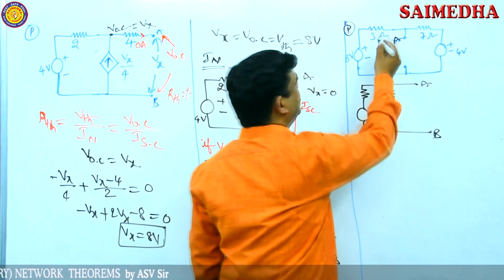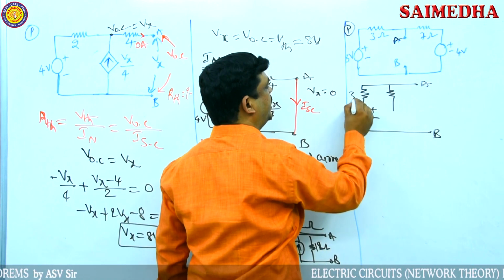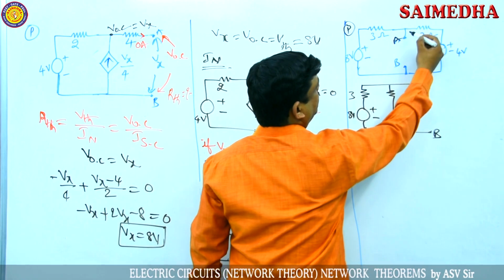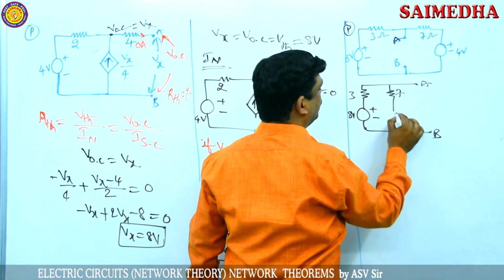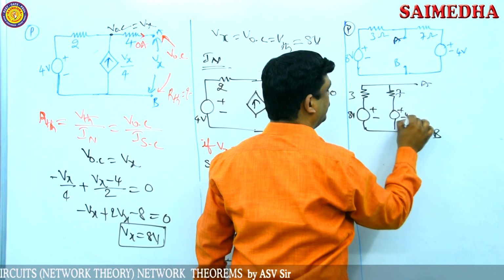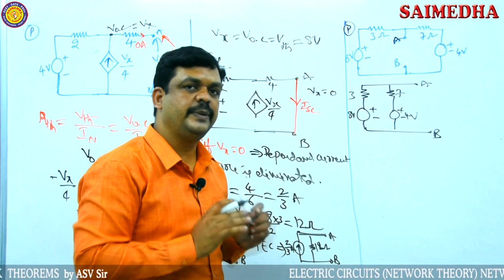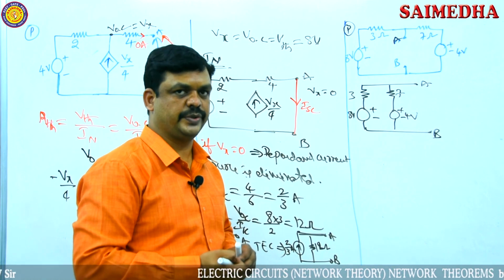In between A and B terminals, one resistor and one voltage source are connected, 3 ohms and 8 volts. Similarly, in between A and B terminals, another resistor and one more voltage source are connected. This is 4 volts. So now the given network is like this. Then we have to replace it with Thevenin's equivalent circuit.